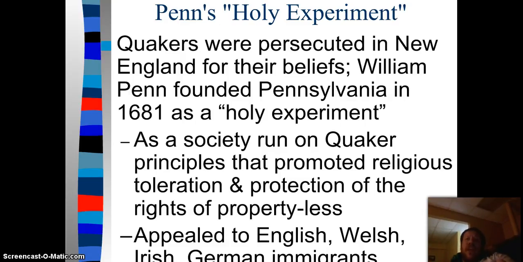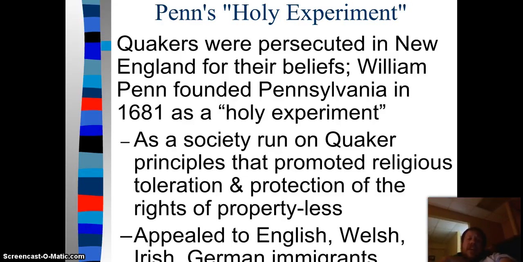So all the groups that were getting pressured and harassed in Europe would go to Pennsylvania. It was a society that promoted religious toleration, and protection of the rights of propertyless people. You didn't have to have property to have rights. In other colonies like Virginia and Massachusetts Bay, if you wanted voting rights or a seat in the assembly, you had to own property. Here, you had a say even if you didn't have property, which made it a very, very different situation.